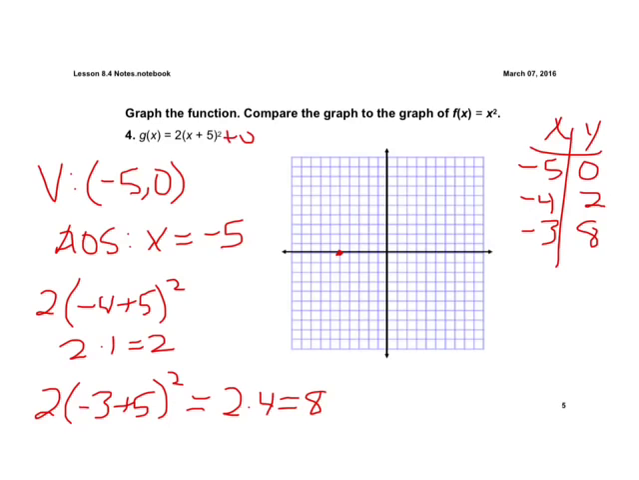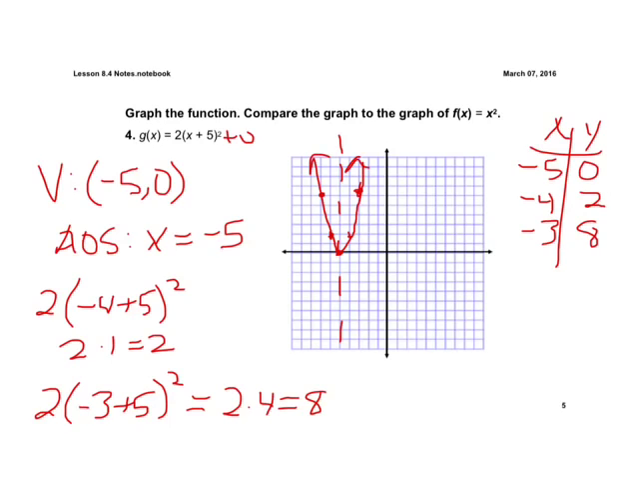Okay. Now we're going to plot those points. We have -5, 0. We have our axis of symmetry at -5. Here's our dotted line right down -5. So we have -4, 2. And -3, 1, 2, 3, 4, 5, 6, 7, 8. And we're going to reflect. So we reflect on the other side of our axis of symmetry. It's 2 away. And we have our parabola.